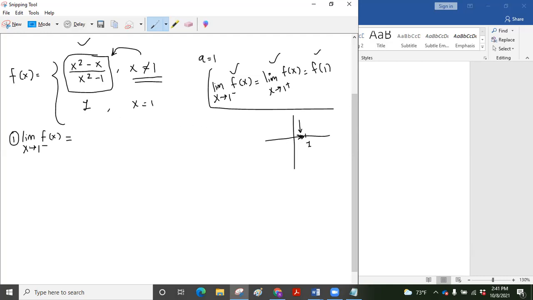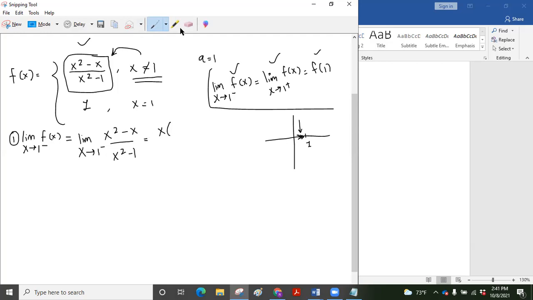So I'm going to say that the limit as x approaches 1 from the left of f of x is the limit as x approaches 1 from the left of x squared minus x over x squared minus 1. Now, if I put 1 into the denominator, I'm going to get 1 minus 1, which is 0. So I don't want that. I'm going to factor the top.